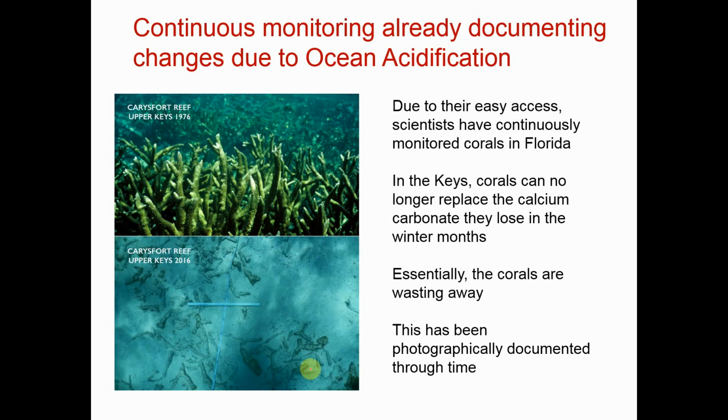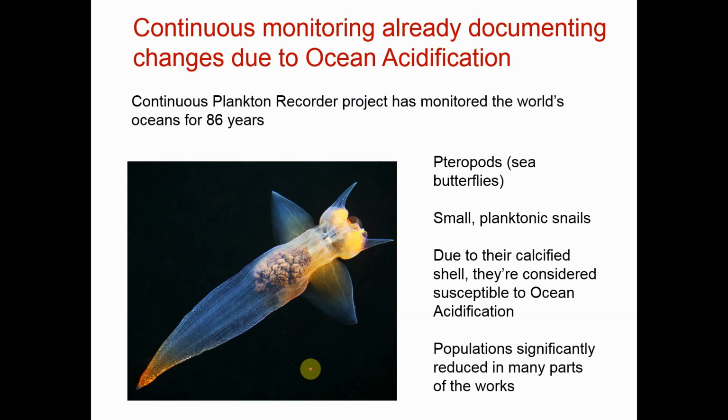So this gives us an example of where we've taken continuous photos through time in the same location, and we've seen huge changes in the community of corals. Another way that we've monitored through time is the Continuous Plankton Recorder project, and this has monitored the world's oceans for 86 years. The way this project works is that there are little boxes placed on the underside of an awful lot of seagoing vessels, such as cruise ships, container vessels, and research boats.